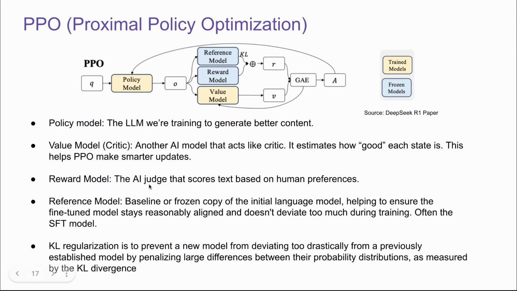And the reward model here is the AI judge that scores text based on human preferences. This one is a frozen model. We're not updating it. Same with the reference model here. It's a baseline, a frozen copy of the initial language model, helping to ensure the fine-tuned model stays reasonably aligned and does not deviate too much during training. This one is often the supervised fine-tuning model. And there's the KL regularization. This prevents the new model from deviating too drastically from the previously established model by penalizing large differences between their probability distributions, measured by the KL divergence.